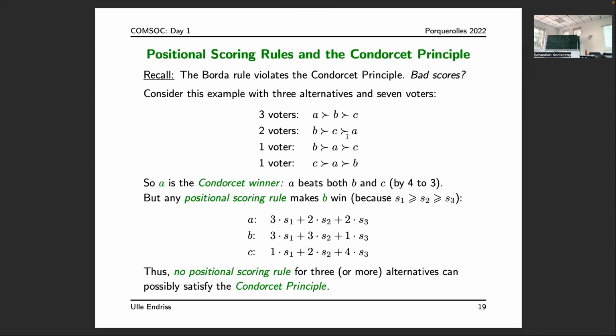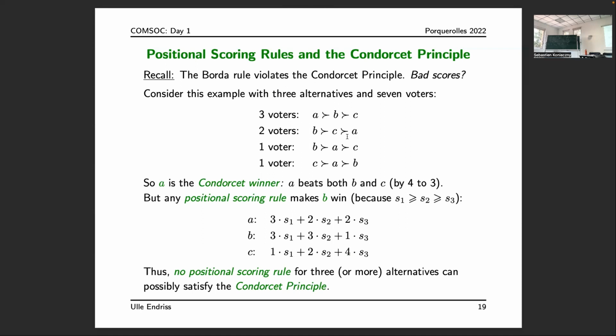Let's look at what an arbitrary positional scoring rule would do, and I will show you that B must win. So what would an arbitrary positional scoring rule do? How many points would A get? The scoring rule is defined by S1, S2, S3. So A would get 3 times S1 points from here.